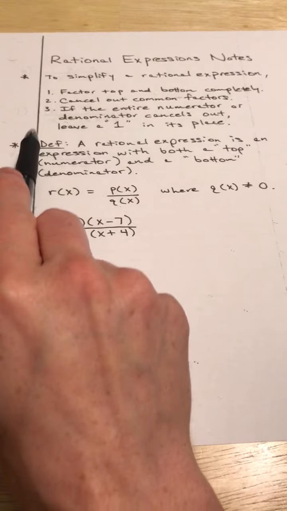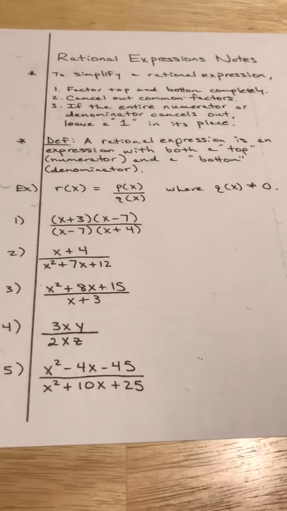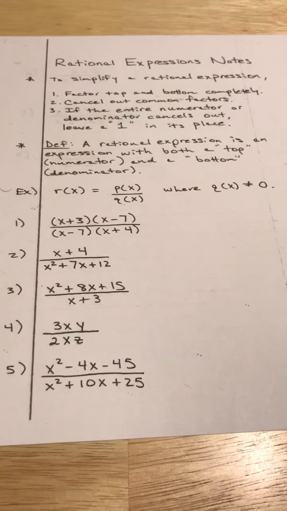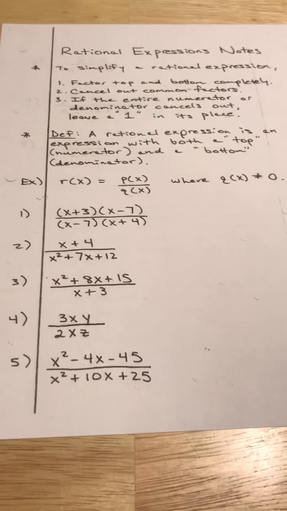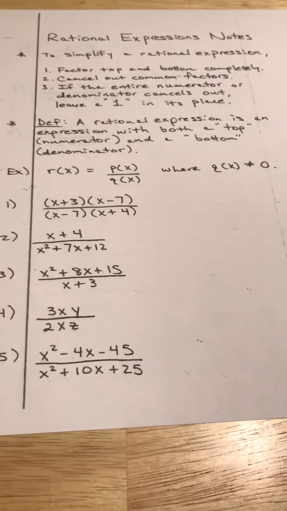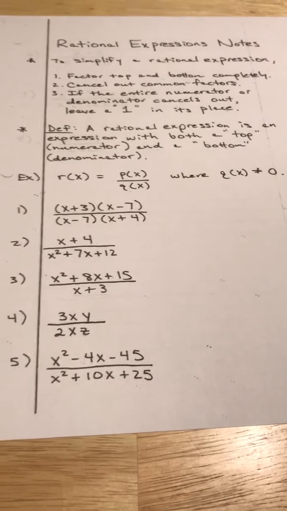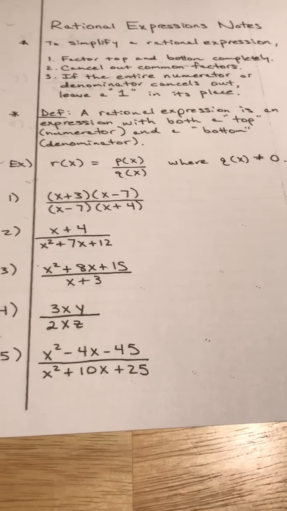So look at the top. The first thing we're going to do is we're going to factor the top and the bottom completely. And then after that, we're going to cancel out common factors. If you see something that's the same on the top and bottom, you're going to cross those out. Now, if the entire top or the entire bottom cancels out, you have to leave a 1 in its place.